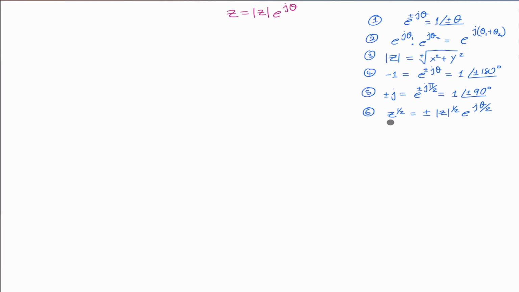And also we have powers of complex numbers. So z to the 1/2 is equal to plus or minus the magnitude of z to the half, times e to the j theta divided by 2. So let's go ahead and start dealing with our numbers. The first one is z1 is equal to 3 plus j4. Take the magnitude of that, and we end up with 5.